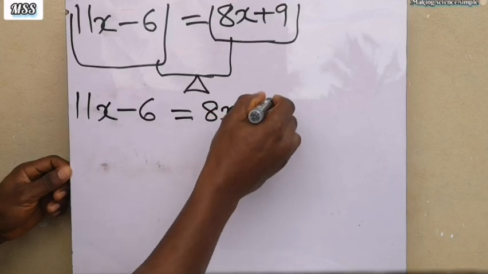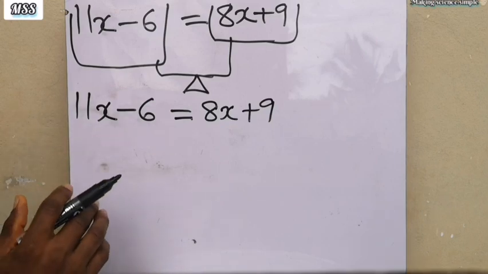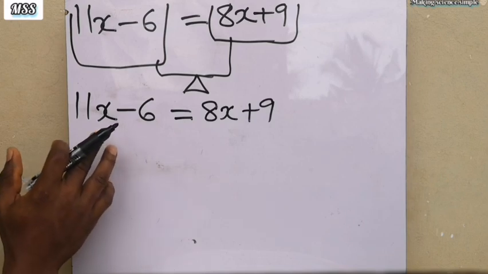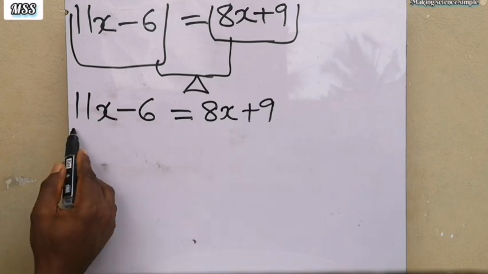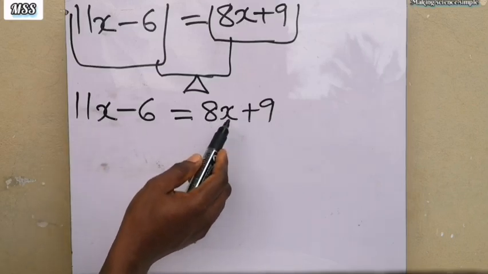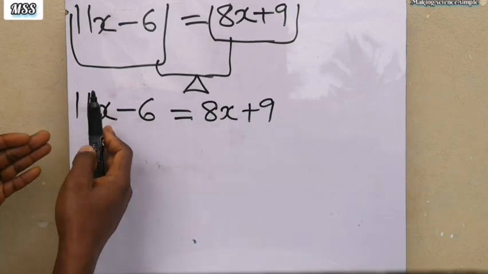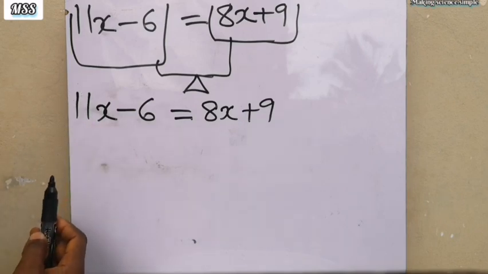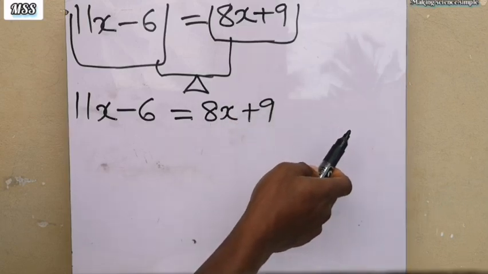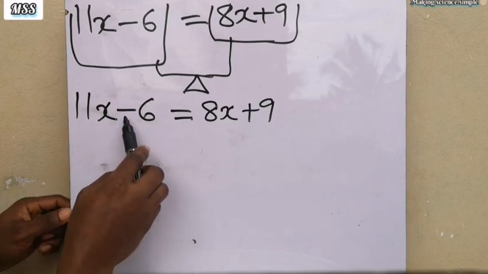8x plus 9. Now, the first thing we are going to do is to consider the part where x is highest. So if you watch very well, it is this side that x has the highest value. This is 11x and this is 8x. It means that we will try to make all our variable x come this side, because this is the side we have the bigger value of x. And that means that our constant, which is going to be the value of x, will now fall on this side of the equation.